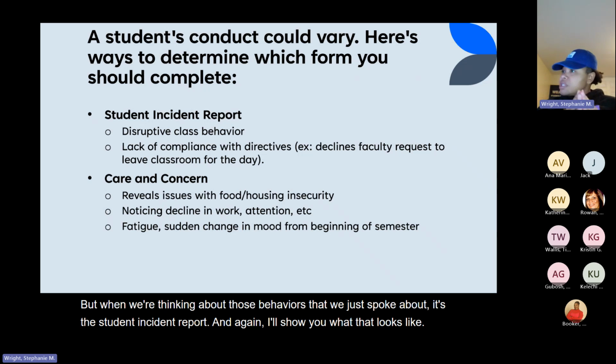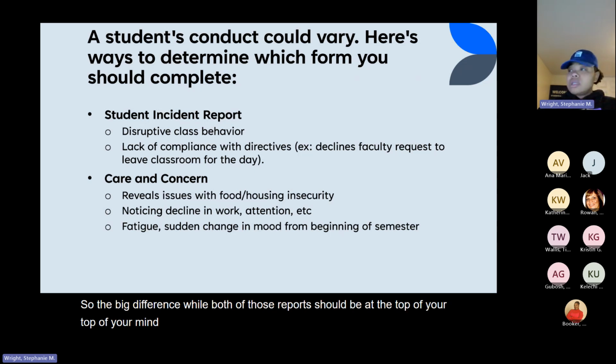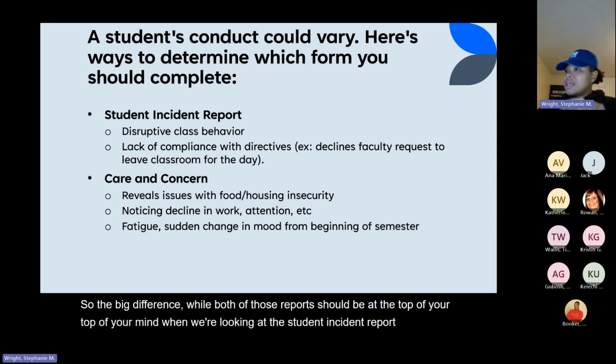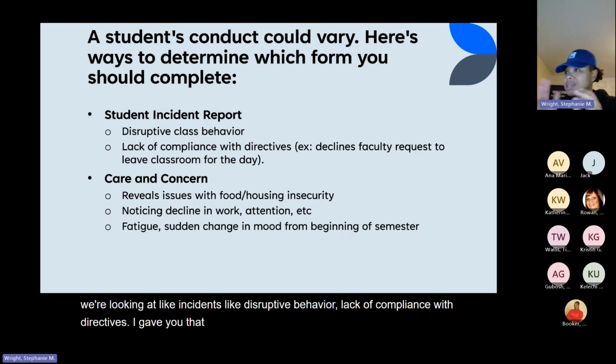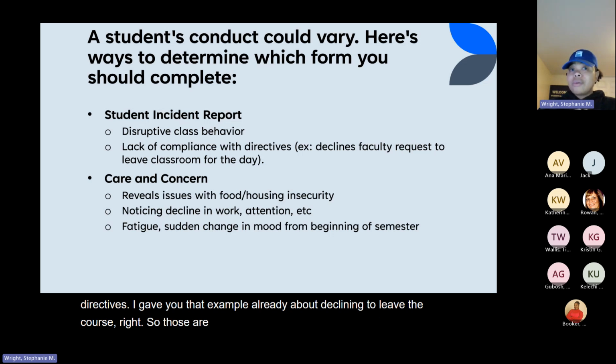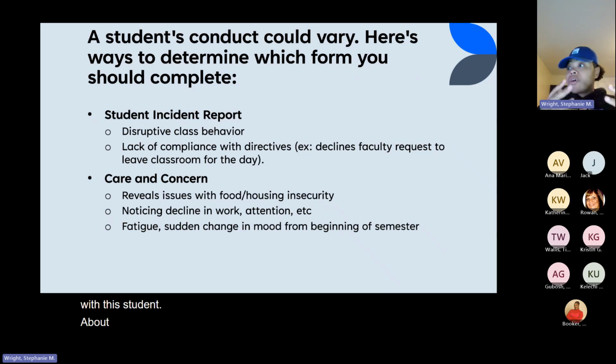So the big difference, while both of those reports should be at the top of your mind: when we're looking at the student incident report, we're looking at incidents like disruptive behavior, lack of compliance with directives. I gave you that example already about declining to leave the course, right? Those are things where you're going to say, I need someone from student conduct to sit down and have a conversation with this student about this behavior, because I've already addressed it and it's not going anywhere.